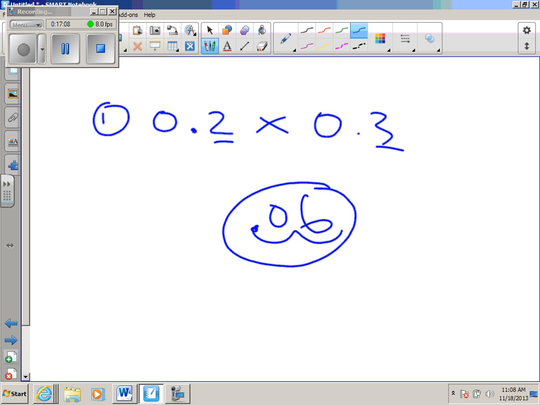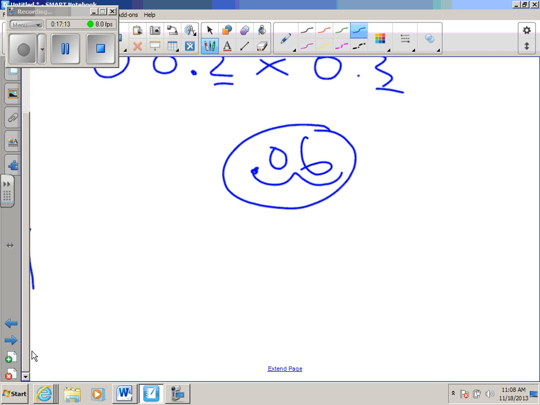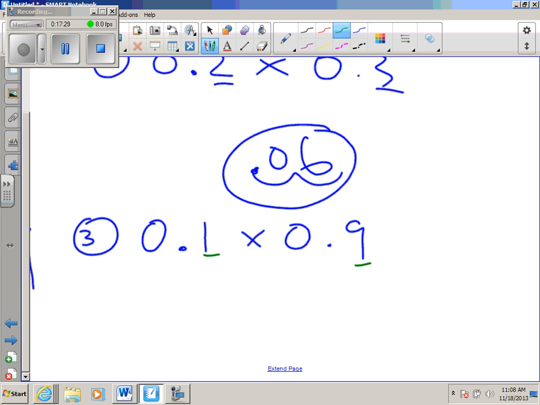Let's skip over to number 3. We'll come back to the division when we've got it all at the same time. Number 3, 0.1 times 0.9. Okay, so our facts say 1 times 9 is 9, with a decimal place there, a decimal place there. 2 becomes 0.09.